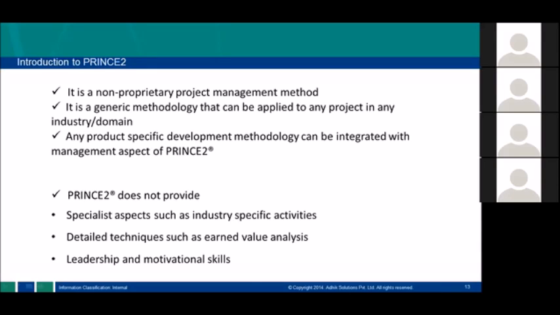So this is one, a technique on value analysis. This is for project performance, which is not covered. Leadership and motivational skills are also not covered here, which is covered in PMP.